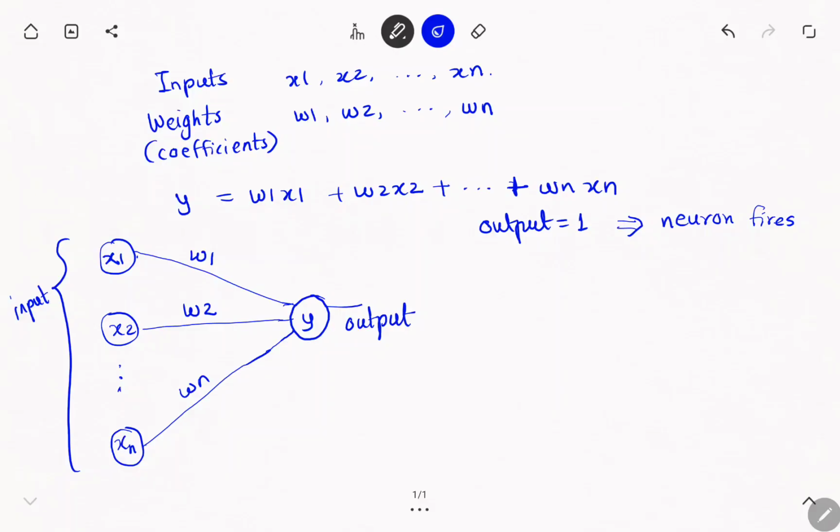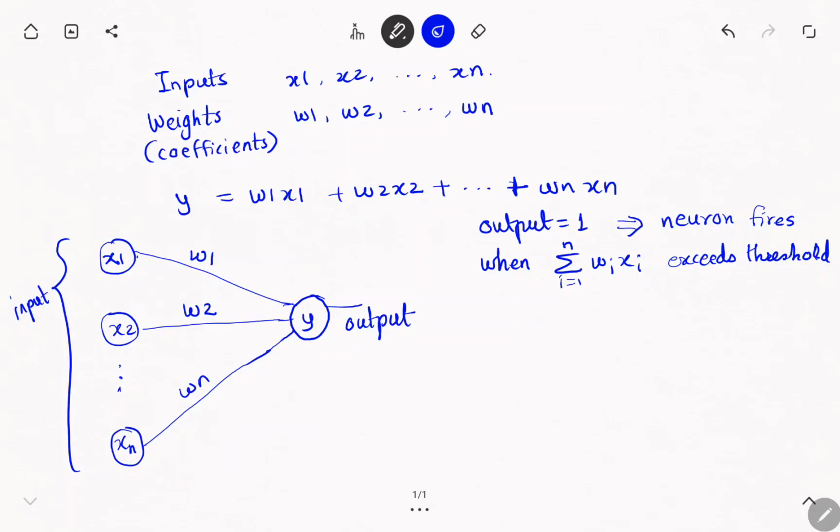Now how is the neuron fired, or when is the output 1? This is true when the sum of the products, the summation of wi xi, i goes from 1 to n, is greater than the threshold.